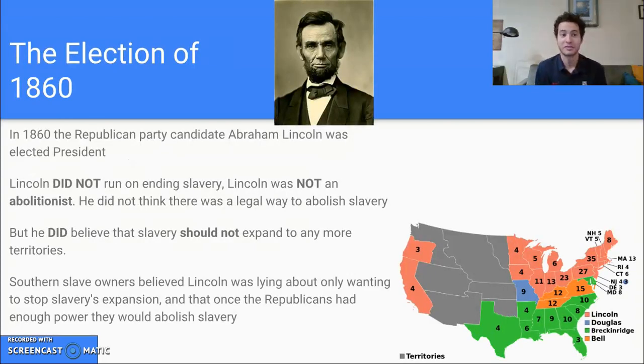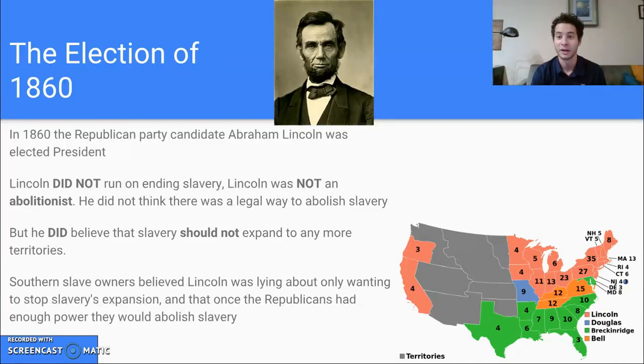Now, the election of 1860 was the final nail in the coffin. It was the straw that broke the camel's back. They thought Abraham Lincoln was 1,000% going to get rid of the institution of slavery, or at least he was going to try and slowly weaken it so that by the time his terms were done, or the terms of the president who follows him were done, it would be completely over.